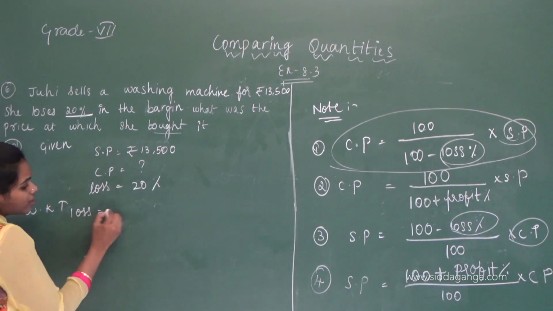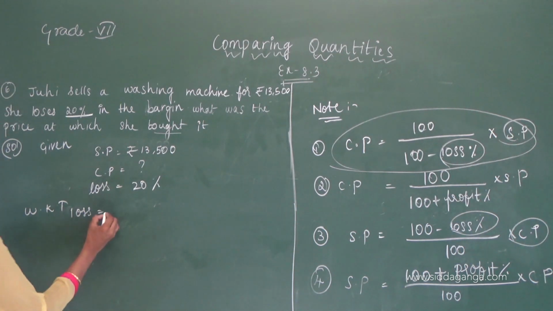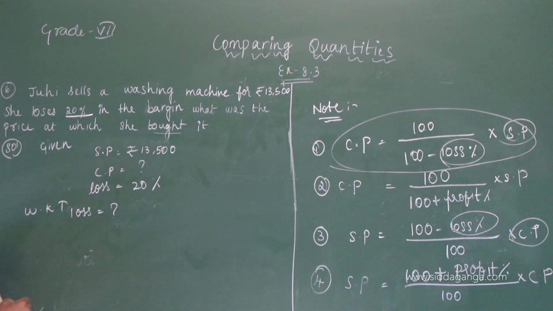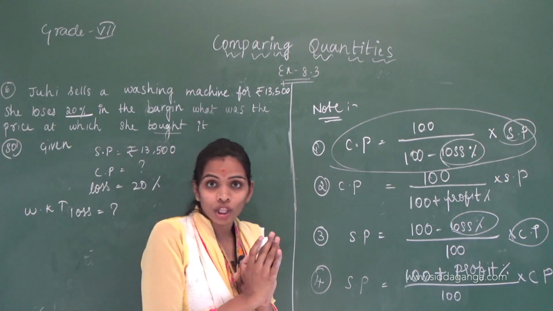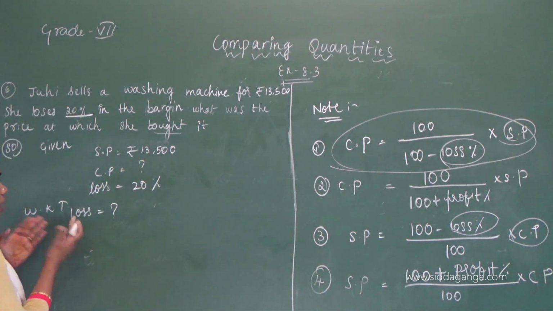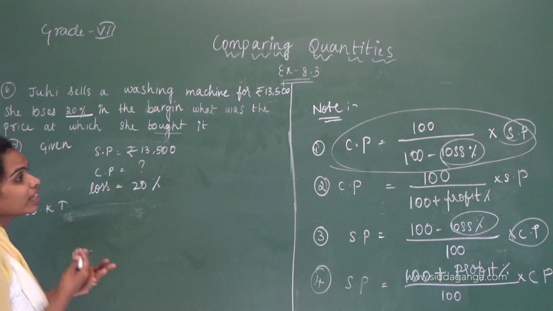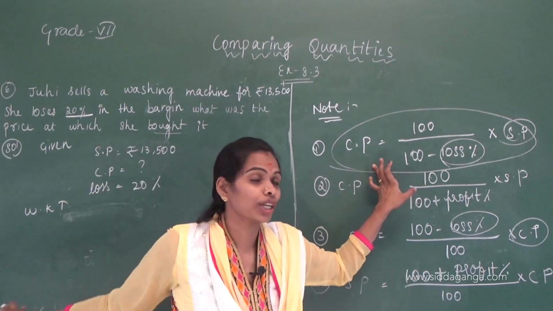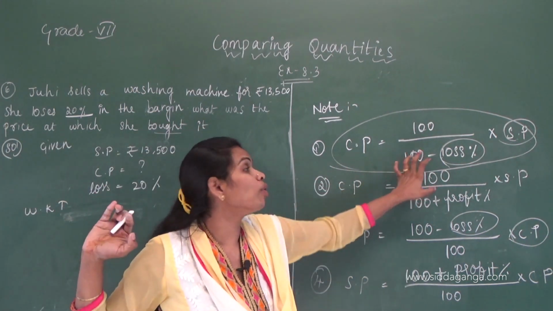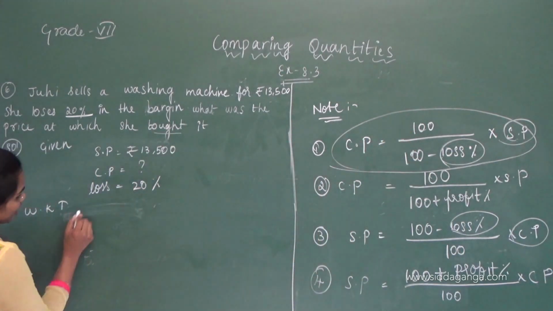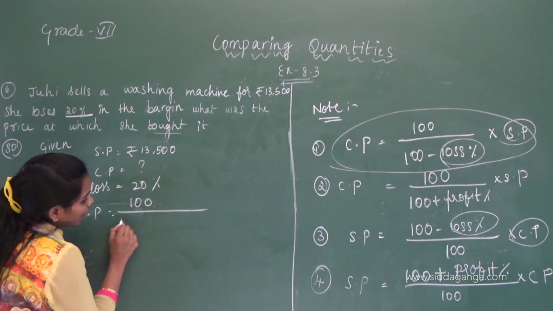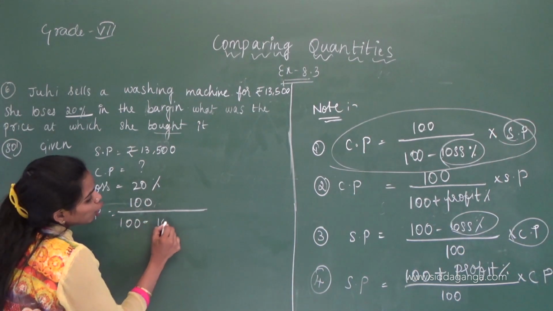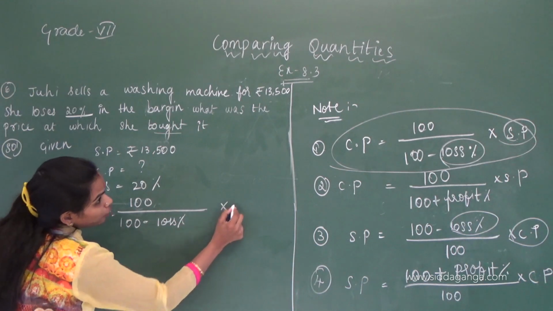We know that to find loss, we don't know the loss amount, correct? We only know the loss percentage. That's why in a situation like this we have to use this formula. What is that? CP equals 100 divided by 100 minus loss percentage into SP.